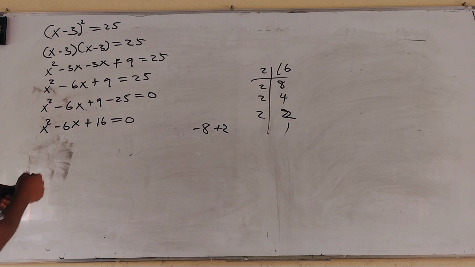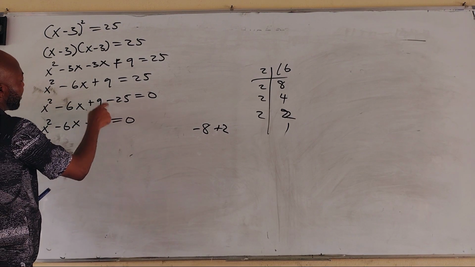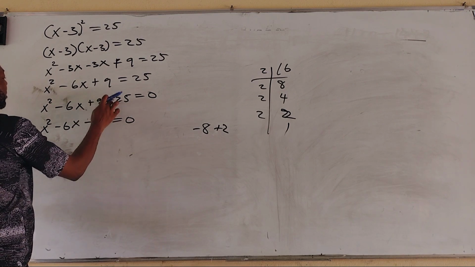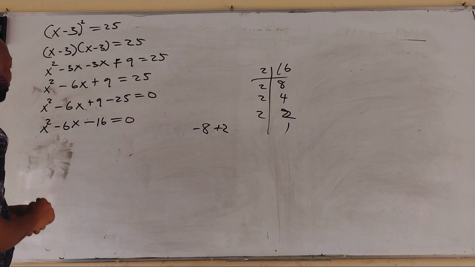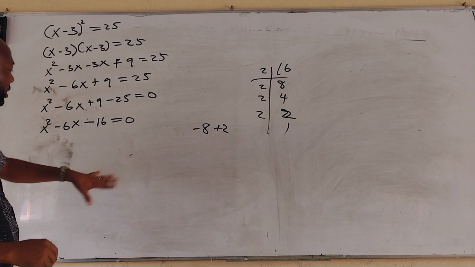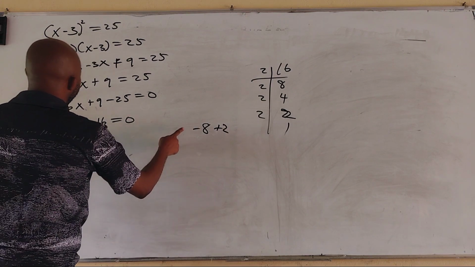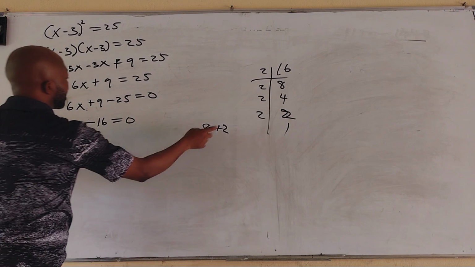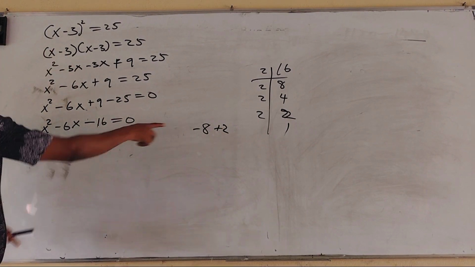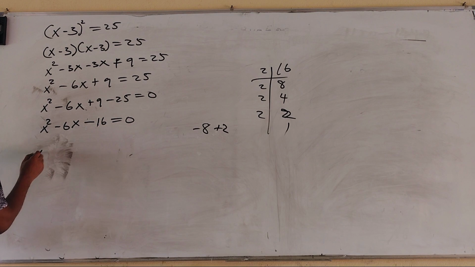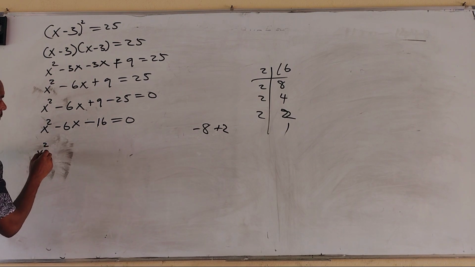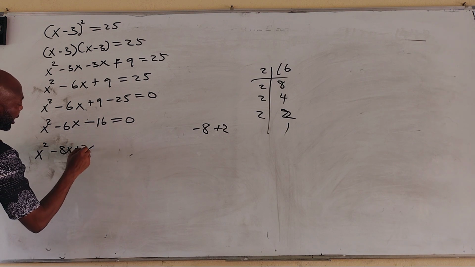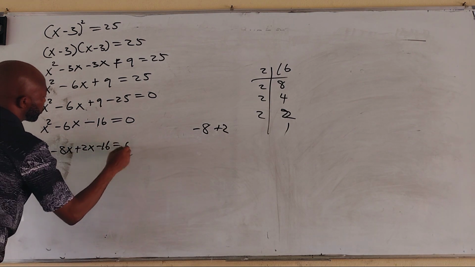Yeah. This is my plus 9 minus 25. So the answer here is minus. Sorry, this is a bigger sign, so we're going to have minus 16. So we can use minus 8 plus 2 will give us minus 6. Minus 8 times 2 will give us minus 16. So this is the factor we use here. So we have x squared minus 8x plus 2x minus 16 is equals to 0.